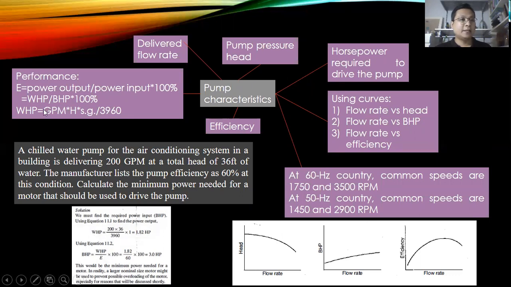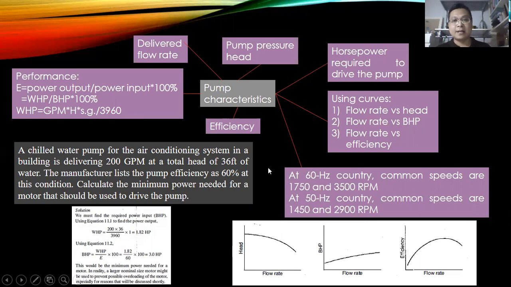WHP is gallons per minute times head, divided by 3,960, and then we get the WHP is 1.82. Then we go to the BHP. BHP is WHP divided by E. Because the question asks for BHP, we just modify this formula to get the BHP.